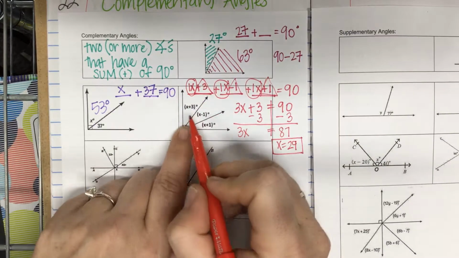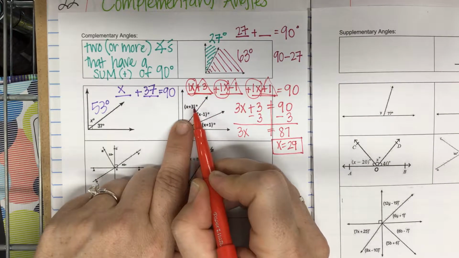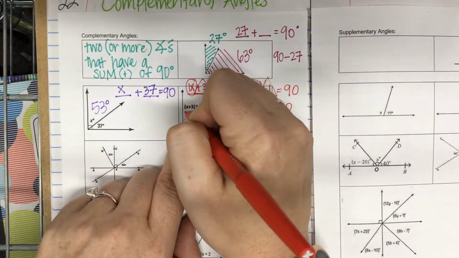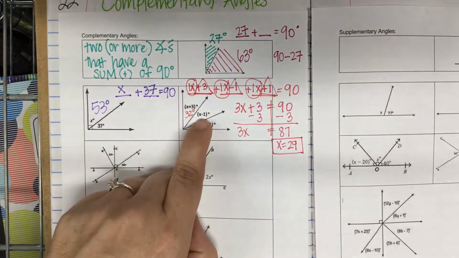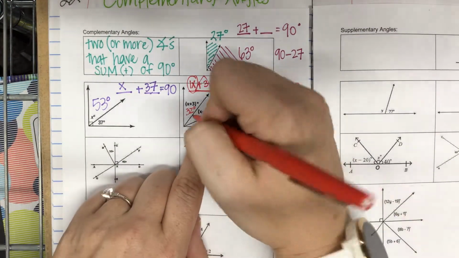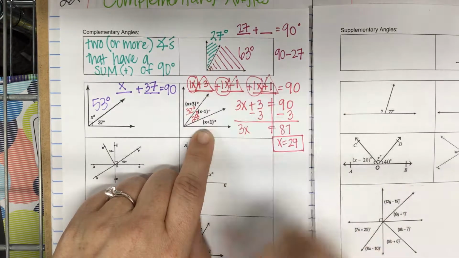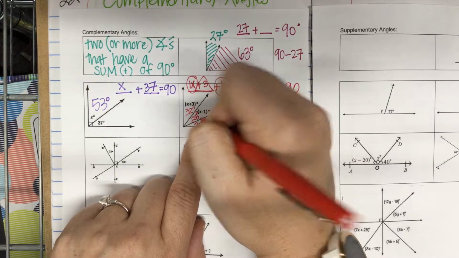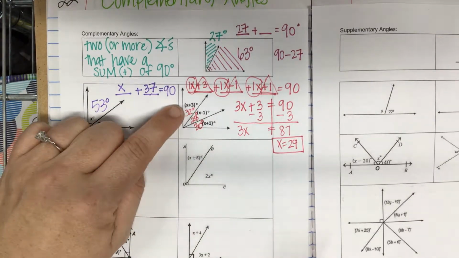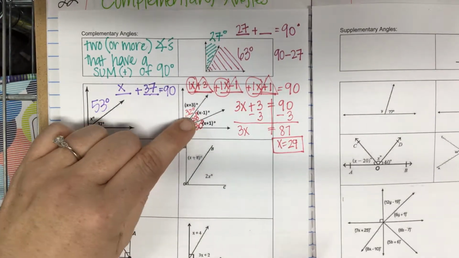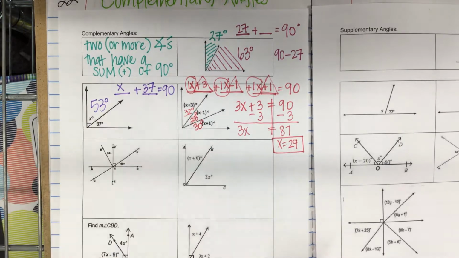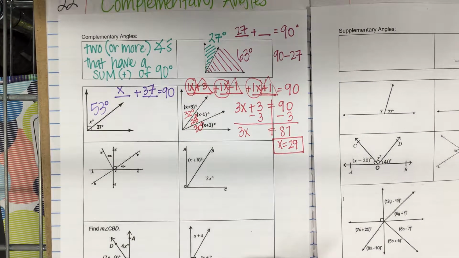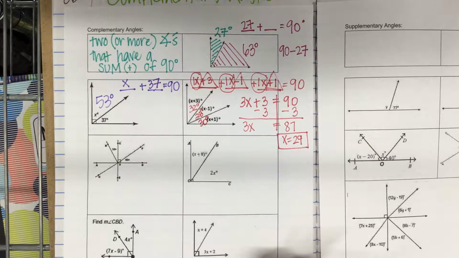32. Because 29 plus 3, x plus 3 is 32. What's this one? 28. And what's this one? Can you double check in your calculator that 32 plus 28 plus 30 equals 90? I mean, that's a good way to check it, right?